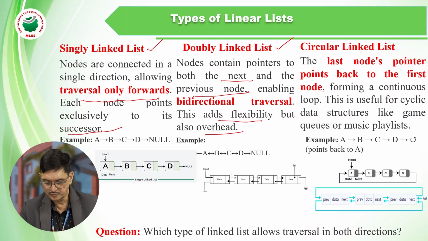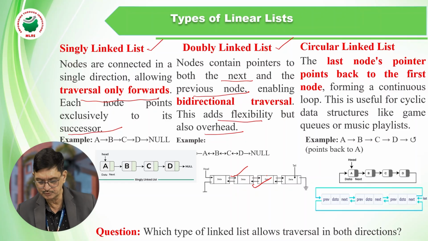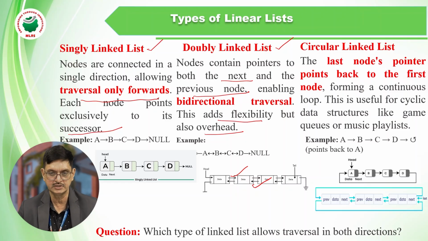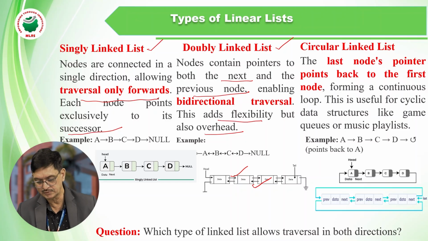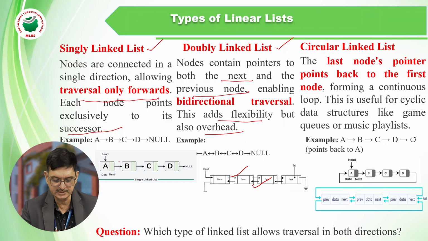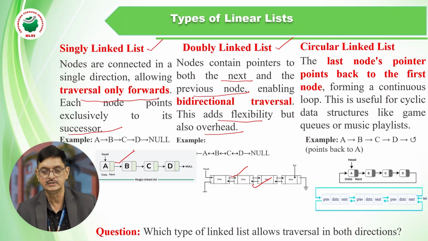This is the forward direction link. This is the backward direction link. Through the forward link, we can move from the first node to the last node, or through the backward link we can move from the last node to the first node, whereas in the singly linked list we have only a link representing the forward direction.